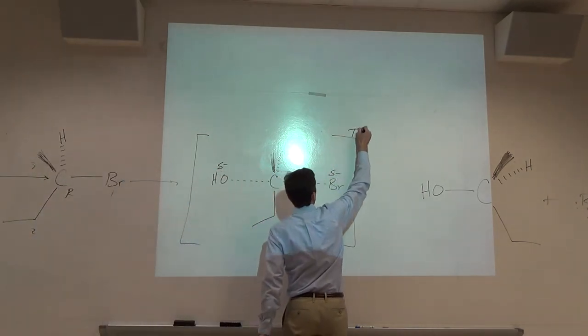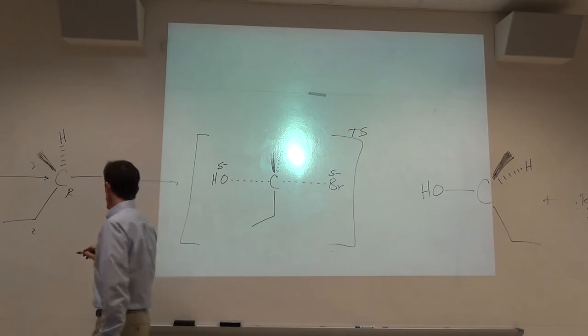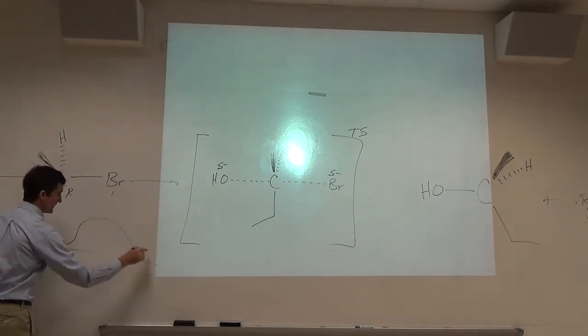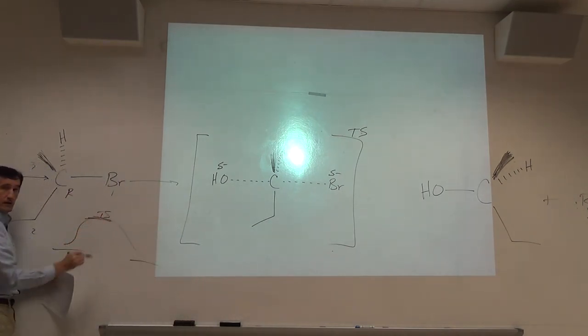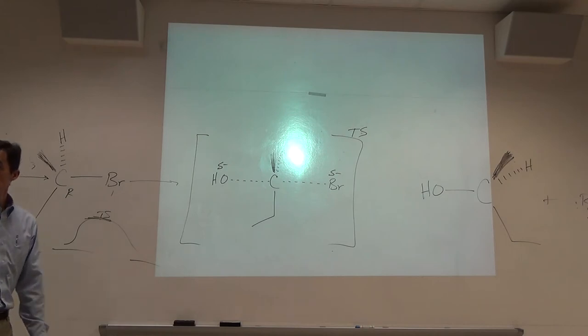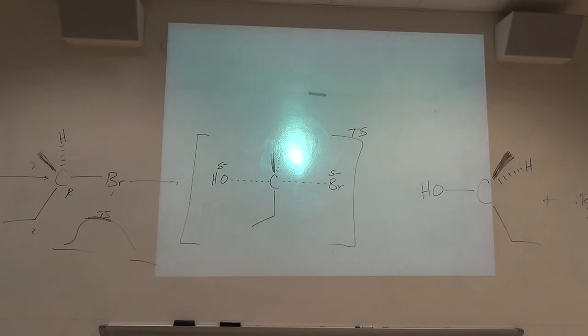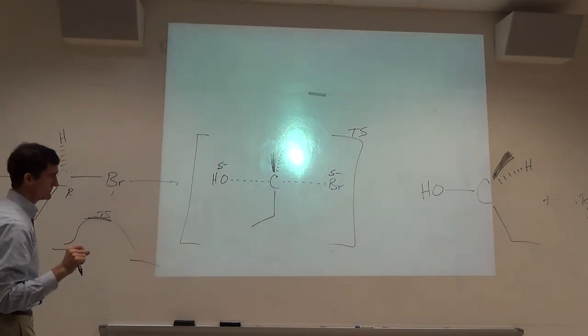This is the transition state. The energy of this is the energy that was at the top of that up here. This was the transition state energy that we drew before. It's not an intermediate, it's a transition state. Intermediates can be observed. Transition states really can't be observed.